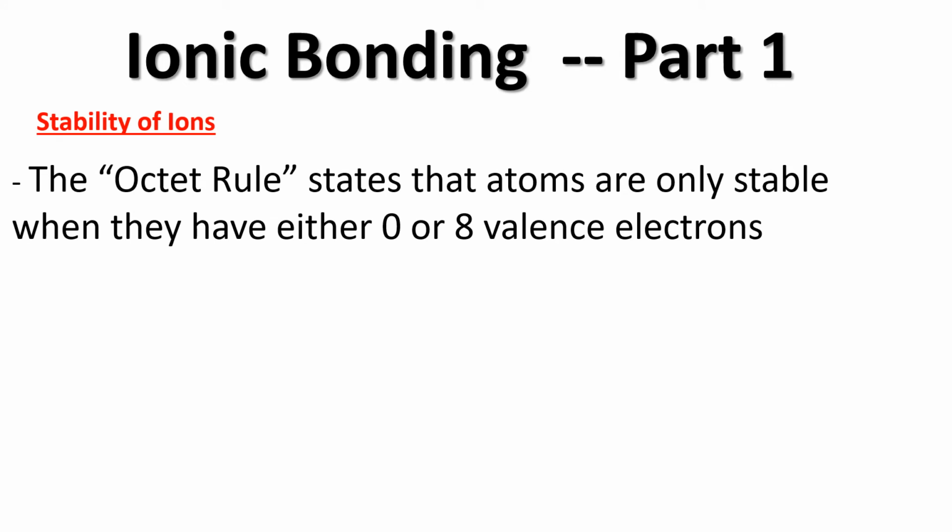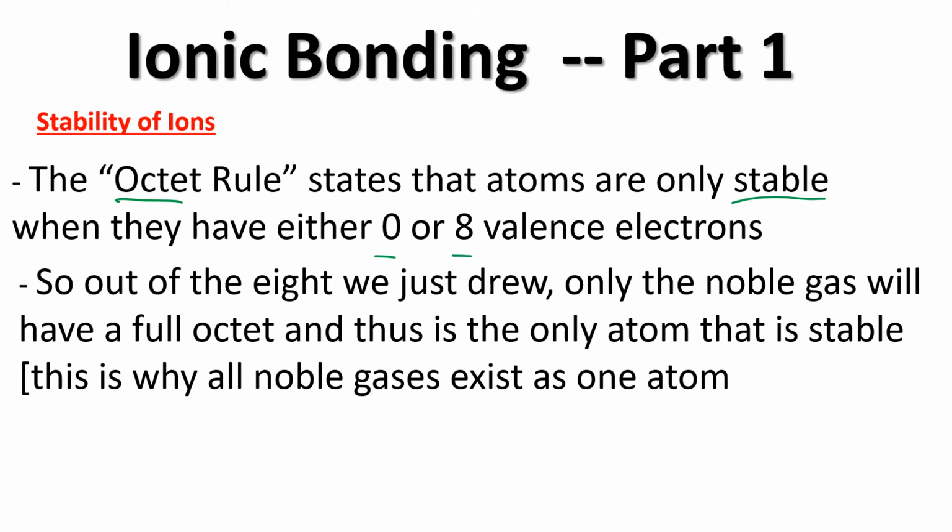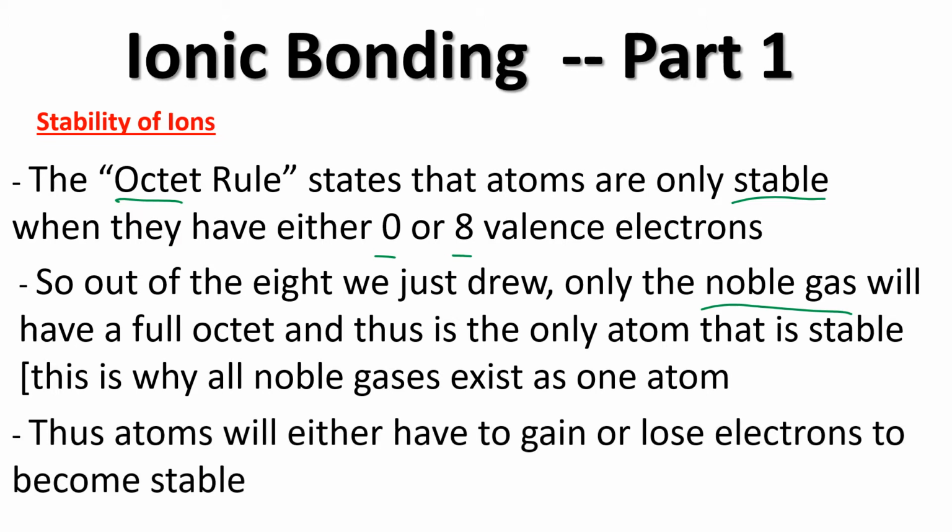So we have an octet rule, oct meaning 8, states that atoms are only stable when they either have 0 or 8 valence electrons. So if you think back, out of all the ones we just drew, only that argon, which was from the noble gases, has a full octet. And so all the other atoms we drew are not exactly happy. So for them to become happy or stable, they're either going to have to gain electrons or lose electrons, and that's what we're going to figure out now. So let's move on to that.